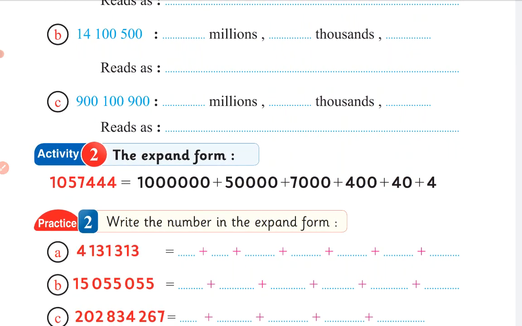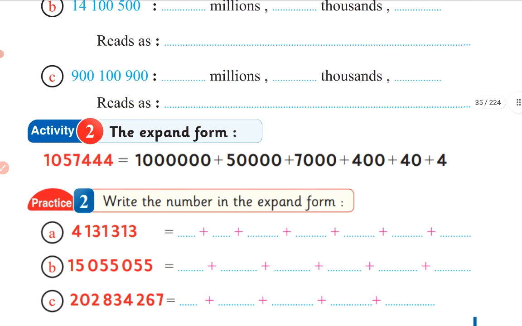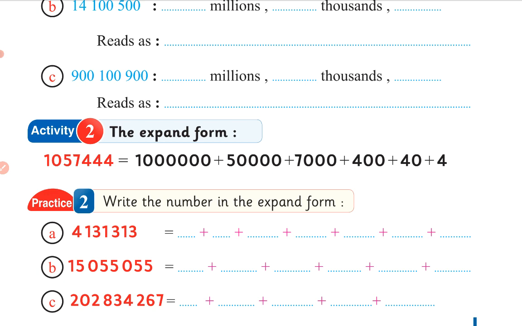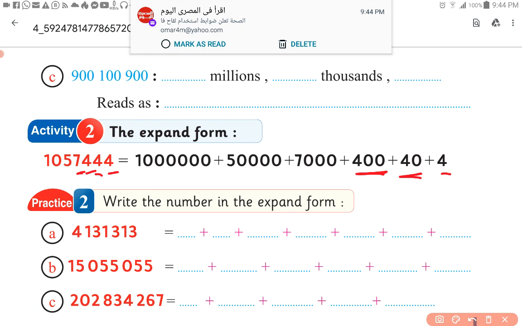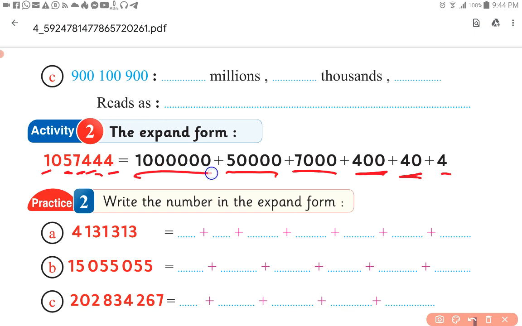دي صورة من صور كتابة النمبر. بنكتب النمبر in expanded form. ازاي؟ بكتب value of each digit. فيفضل هنا ان ابدأ من مين؟ from units place. ones place. 4 in ones place equal 4. Then 4 in tens place equal 40. Then 4 in 100 place 400. 7 in 1000 place 7,000. Then 5 in 10,000 place 50,000. Then 1 in 100,000 place it will be 100,000. 1 in 1 million place it will be 1 million.